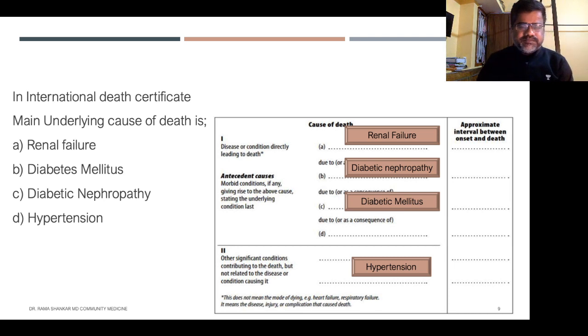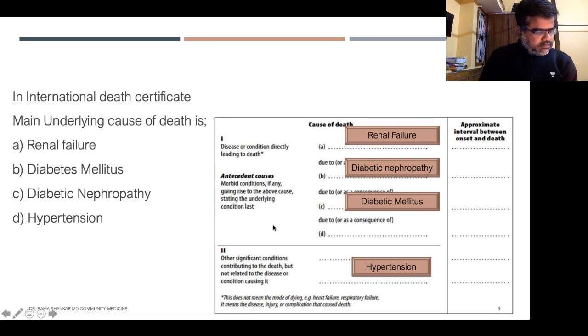Okay, now coming to this question, there has been quite a lot of confusion. So you have to answer this, students. Can you tell me what is the main underlying cause of this? Has anyone answered this? No. The picture is showing an international death certificate. What is the main underlying cause of death? Is it renal failure? Is it diabetes mellitus? Is it diabetic nephropathy? Or is it hypertension? Can anybody answer this? I'll wait for the options also, if anyone can answer.